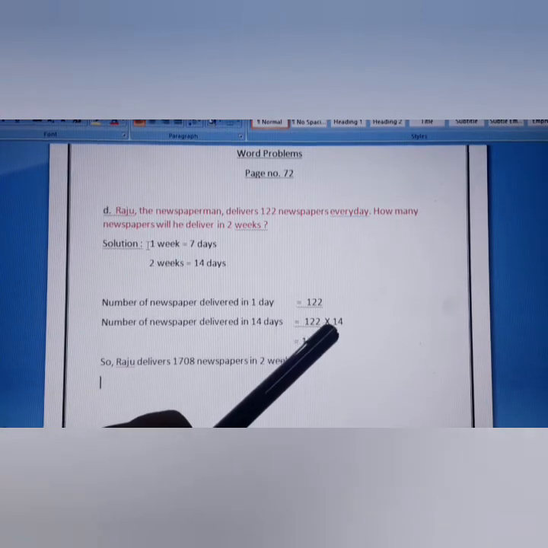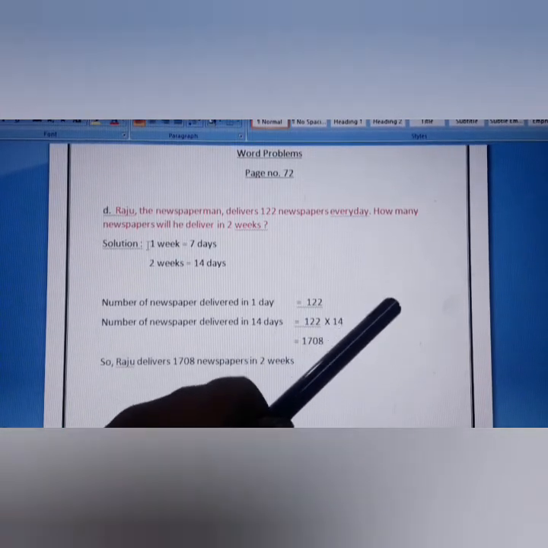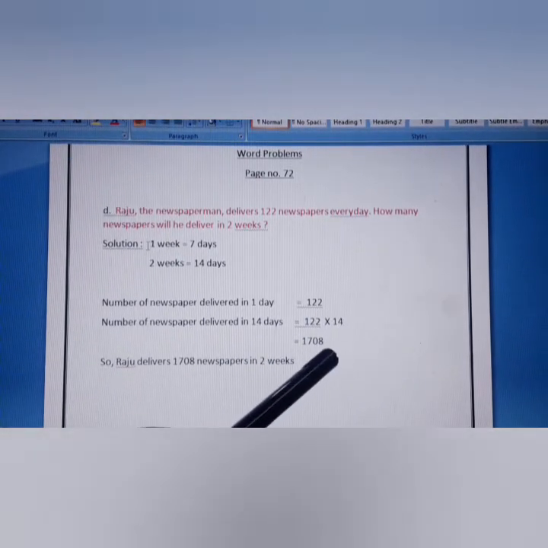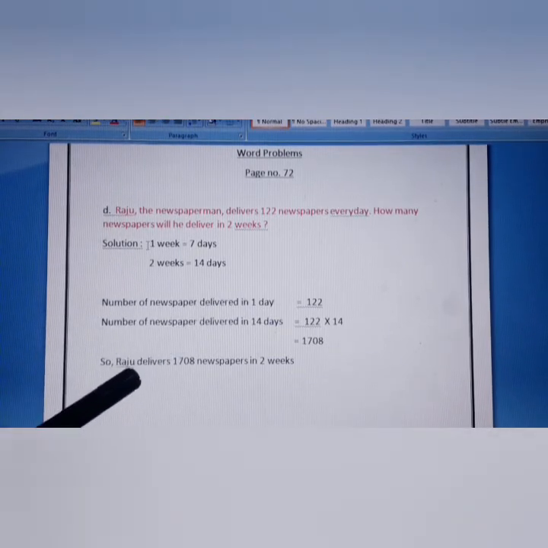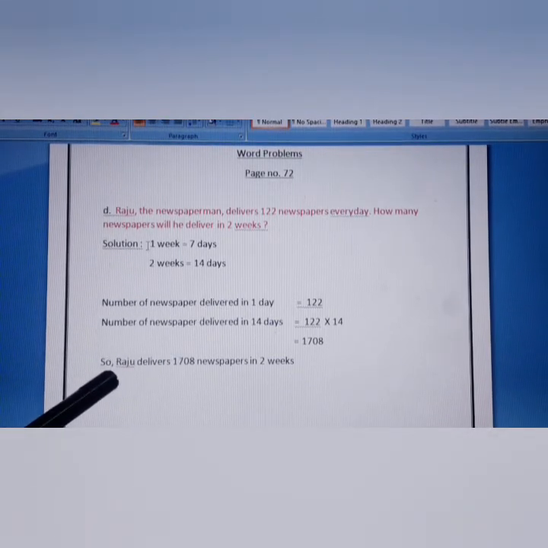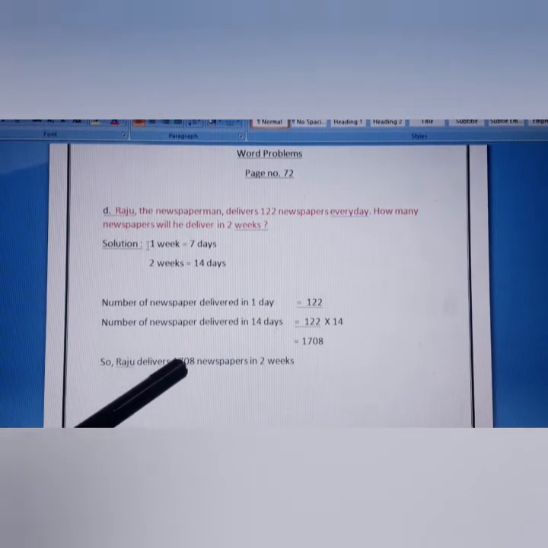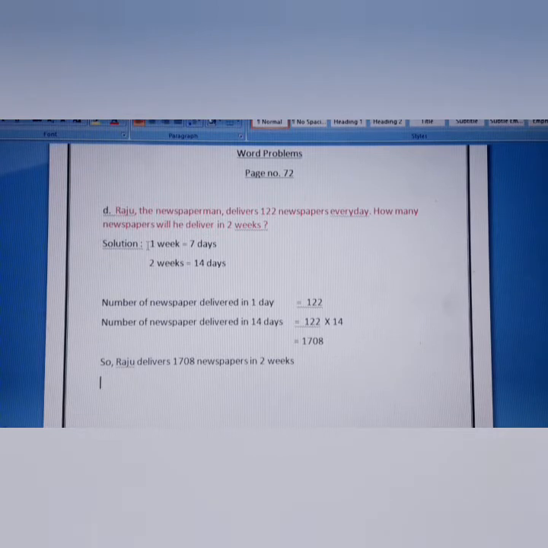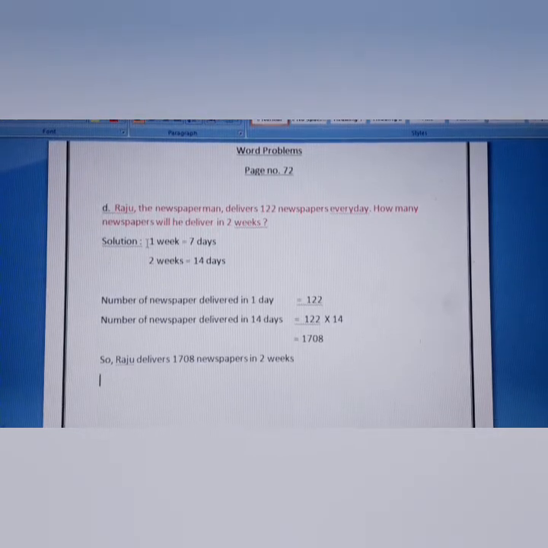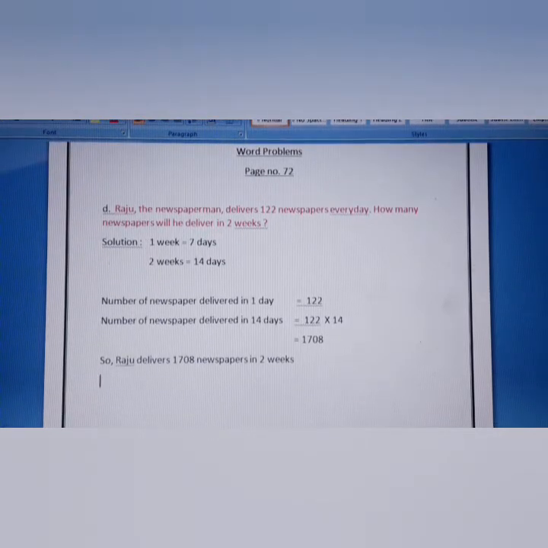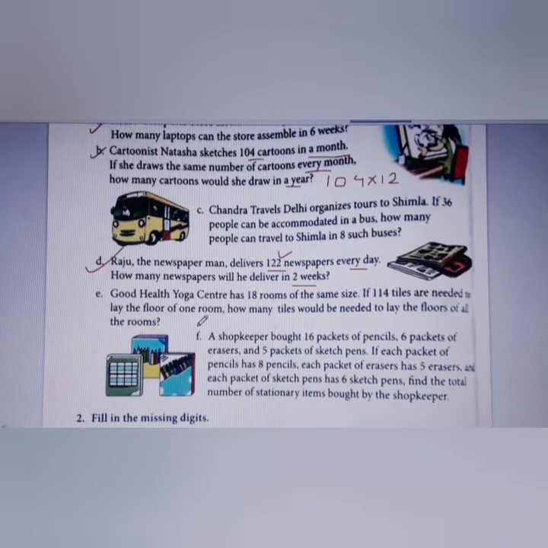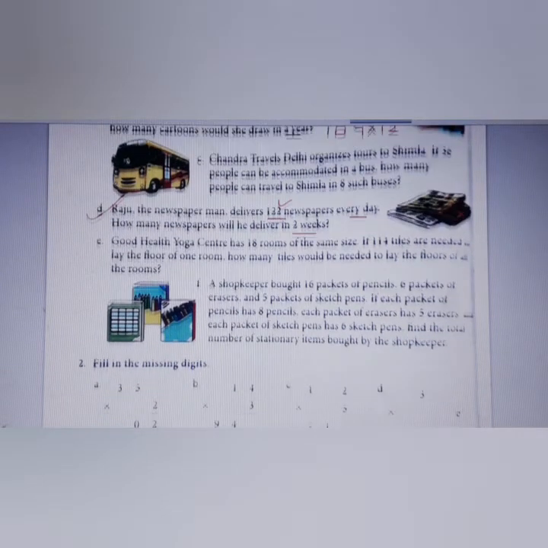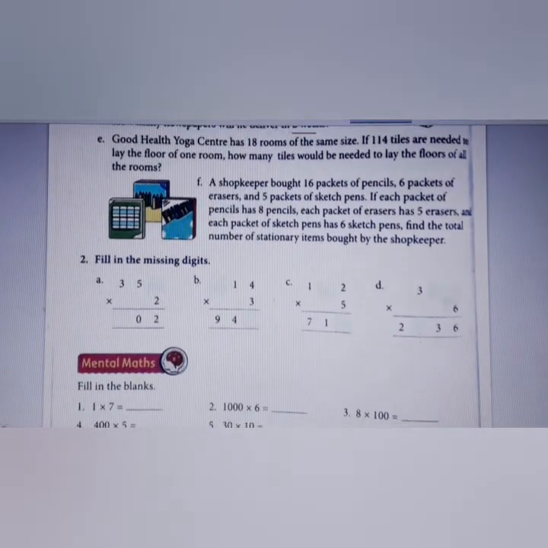So 122 into 14. Show your multiplication, children. You will get the product 1708. So what can we write in the last line? Raju delivers 1708 newspapers in 2 weeks. Hope it is clear to everyone. So these questions are very easy, children. Next, let's see the next question. So E, F, read these questions. All are very similar, children. You will be able to do this.